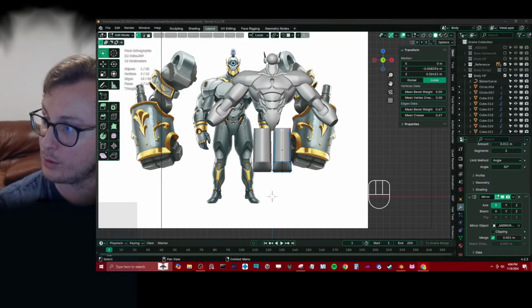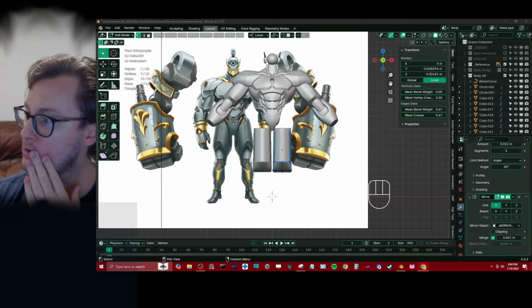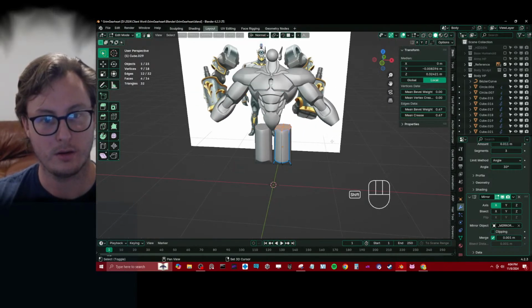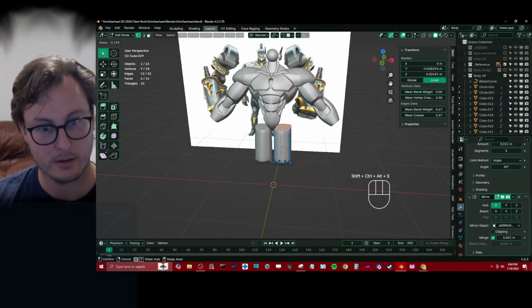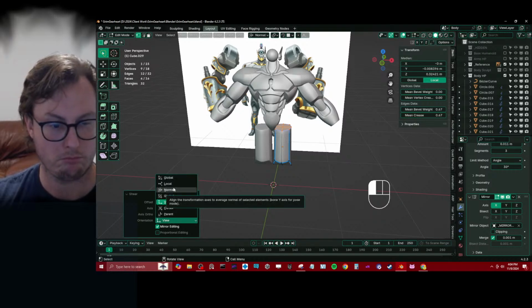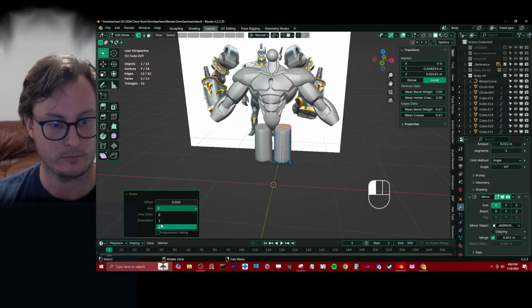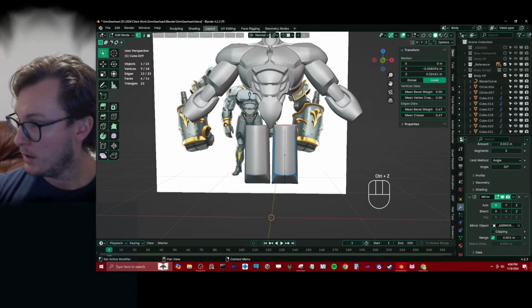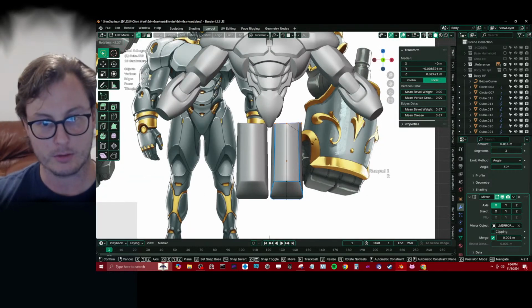Blender, skew, Shift, Control Alt S. Shift, Control Alt S. Not super useful. Okay. I'm just going to rotate it slightly and then scale.